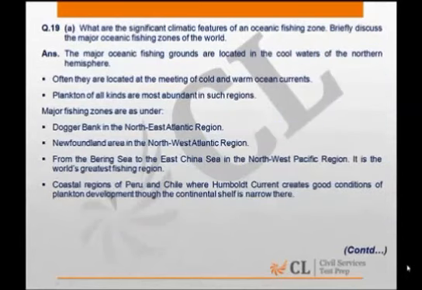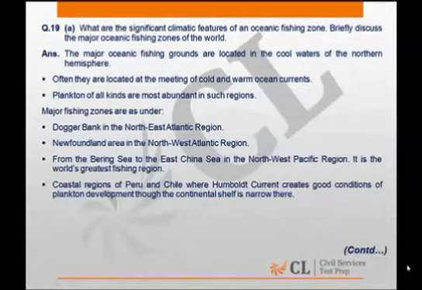Question 19 has two parts. Part A. What are the significant climatic features of an oceanic fishing zone? Briefly discuss the major oceanic fishing zones of the world. A question of world geography based on total fact and information. There is not any kind of analysis. Just simply come to the point while writing such type of answers.